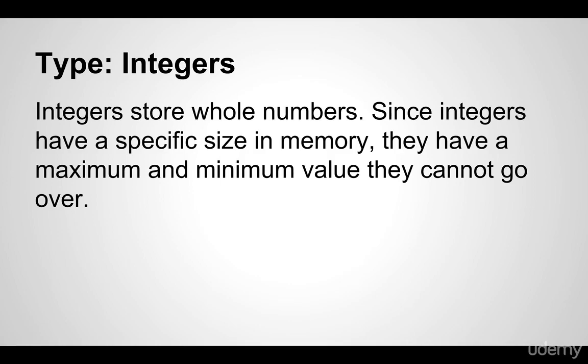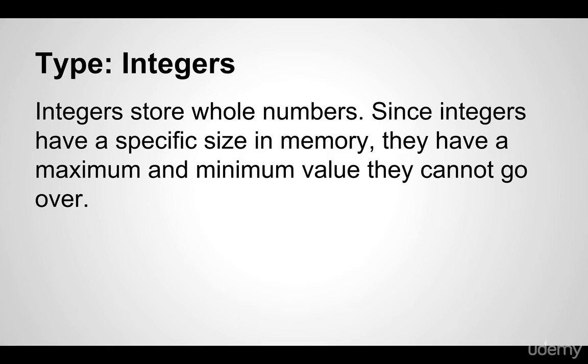Moving on. The first type that I was referring to was integers, or int. Integers are probably the easiest ones to work with. They store whole numbers. And since integers have a specific size in memory, they have a maximum and a minimum value they cannot go over. Let's say in memory, if it uses 8 spots, you can only make X amount of values. So you have to know that.